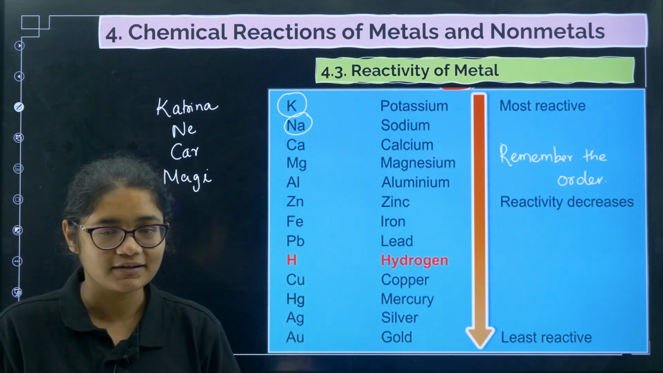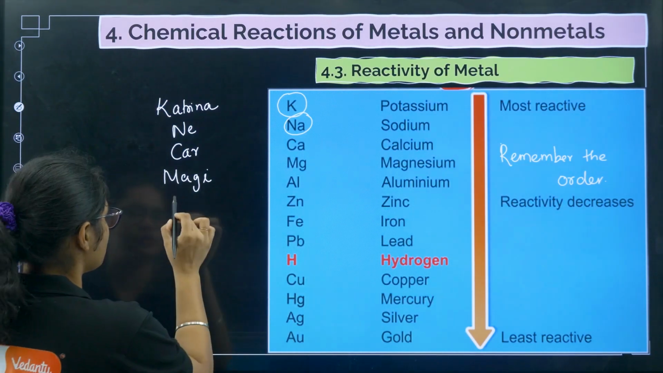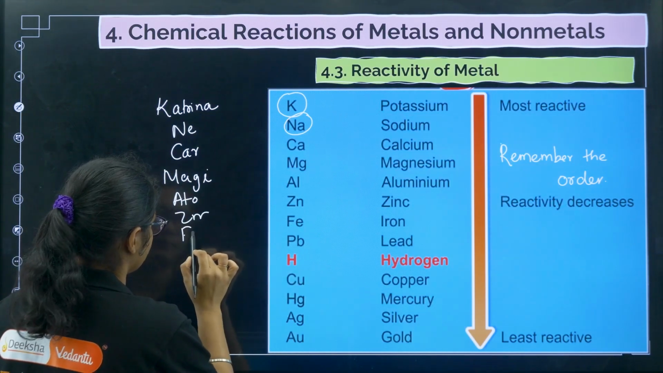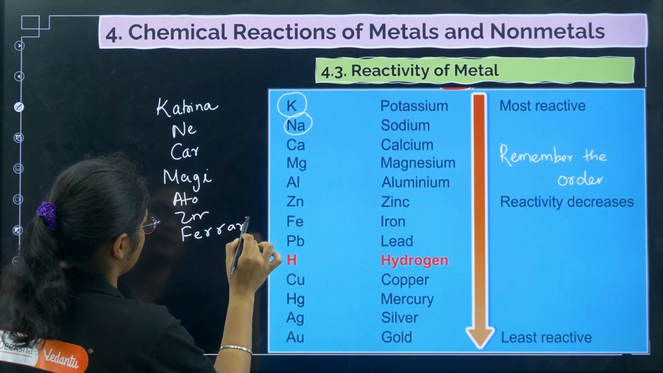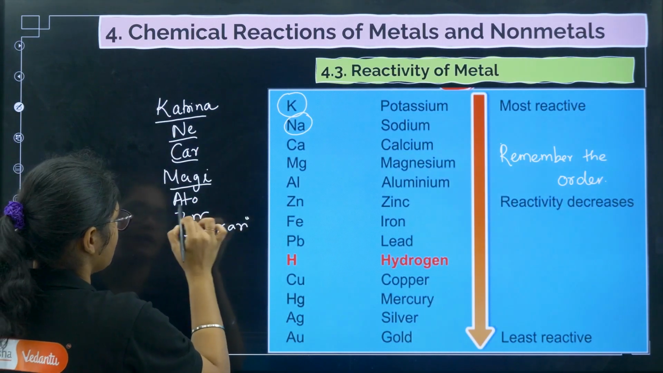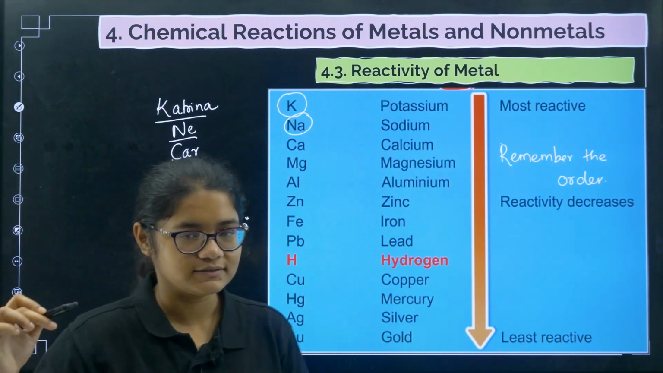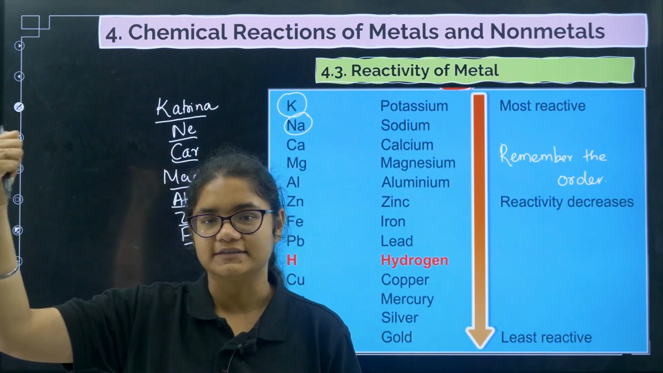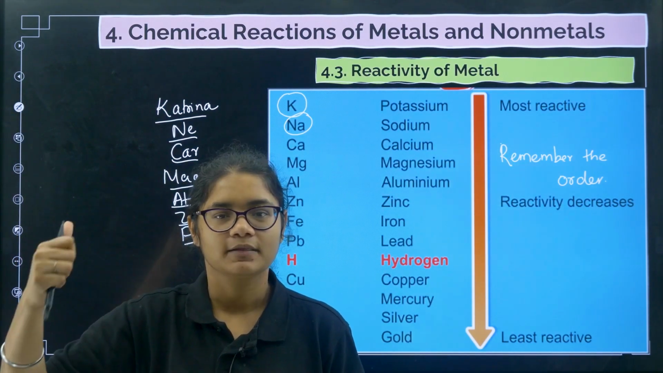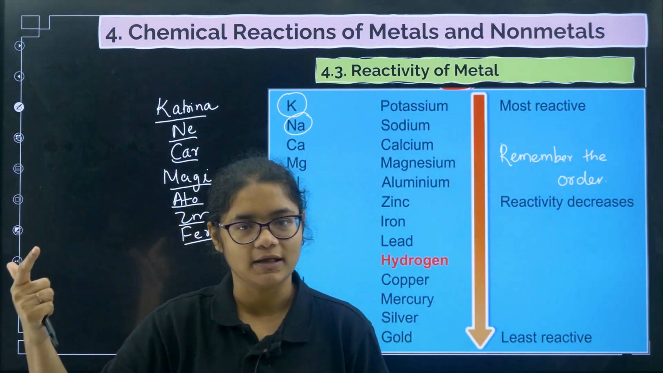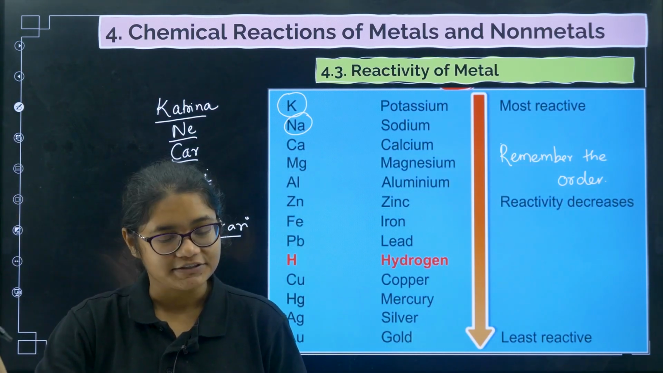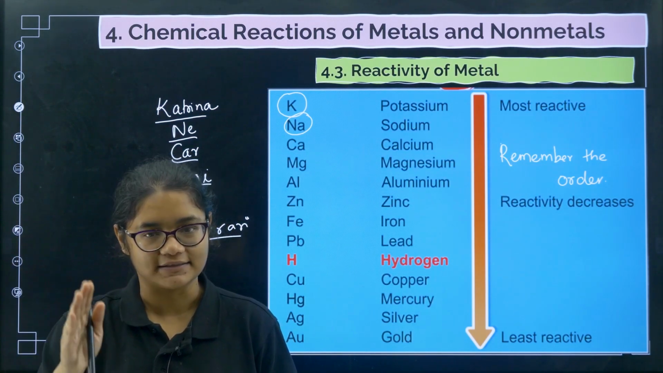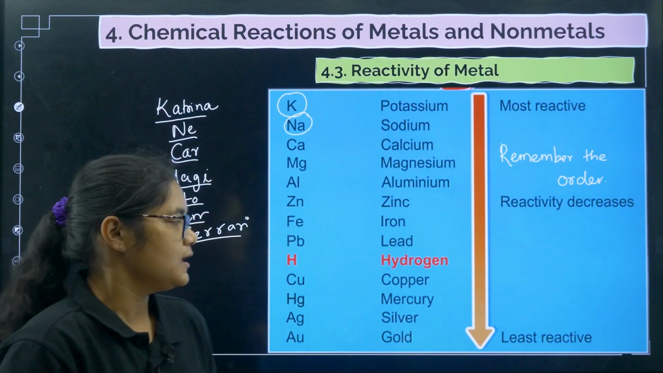Now which cars has she asked for? Let us name 3 cars: Alto, then Zen, and Ferrari. Katrina ne car mangi, Alto, Zen, Ferrari. Clear up to this? Let us revise again. Katrina ne car mangi, Alto, Zen, Ferrari. 7 elements: potassium, Katrina, ne is sodium, car is calcium, mangi is Mg. Which 3 cars? Alto, Al, aluminium; Zen, zinc; Ferrari, Fe. Okay, next.